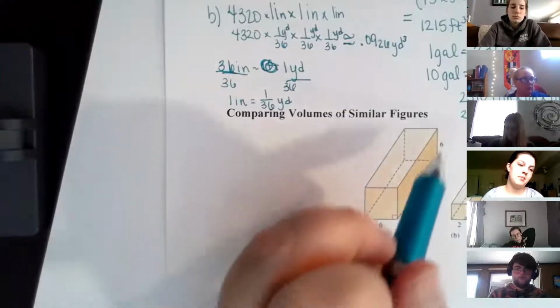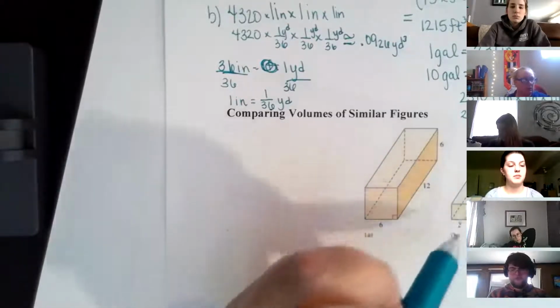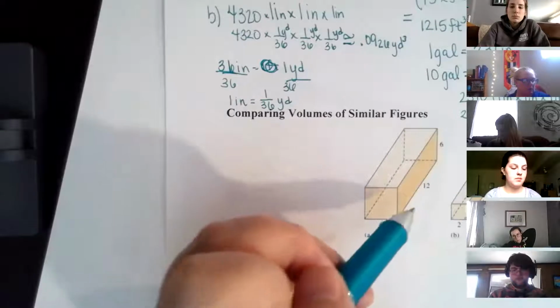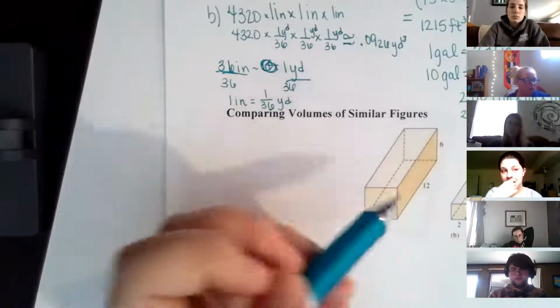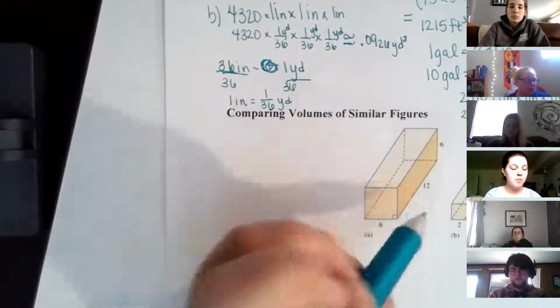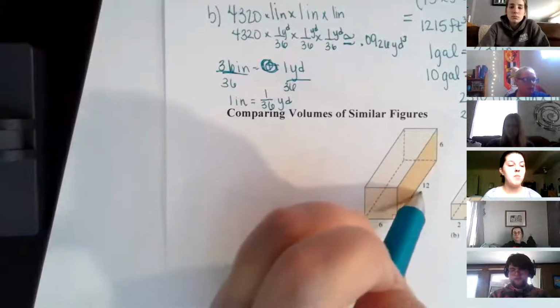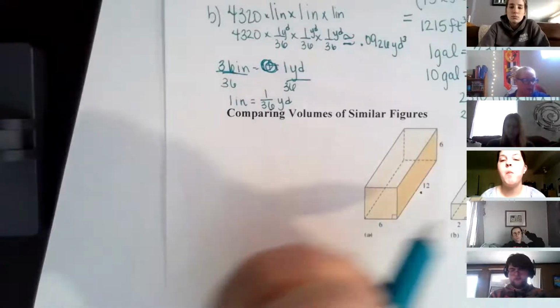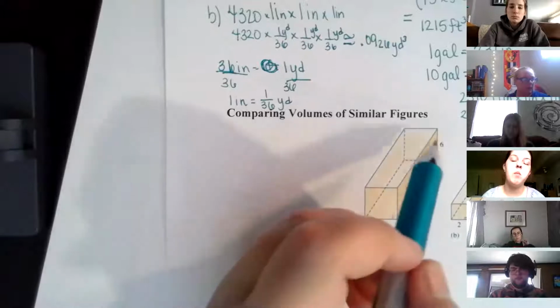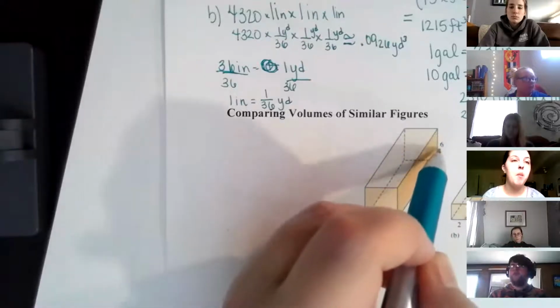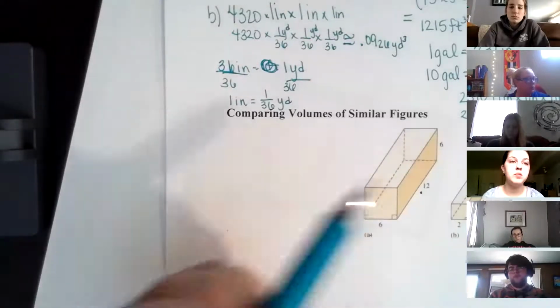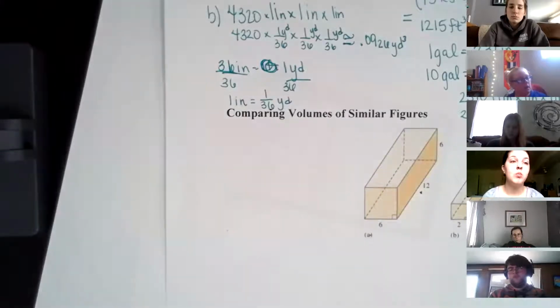If I look at this length here, which technically you could view as the width, and I divide that by 3 like I did in this one, I should get 4. Check. And then the height, 6, if I divide that by 3, I still get 2. So these should be similar.